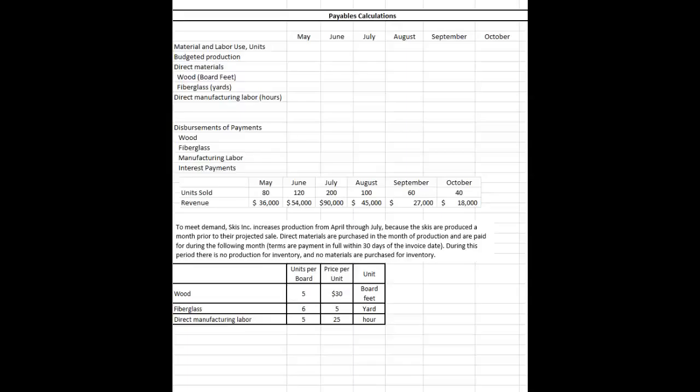We're going to move on next to creating a cash payments schedule before we do the cash budget. Now that we have the cash receipts schedule, and I've got a lot of stuff here in front of you on the screen, don't get overwhelmed. I'll walk you through it.